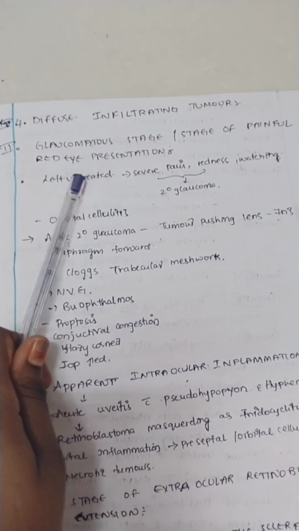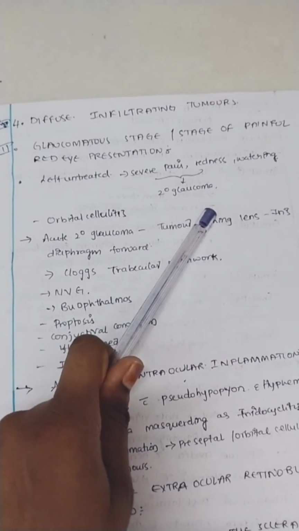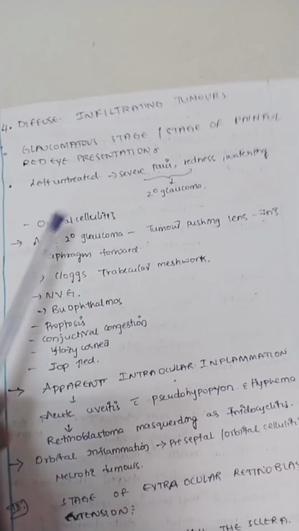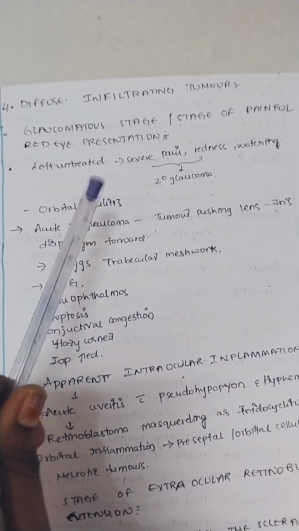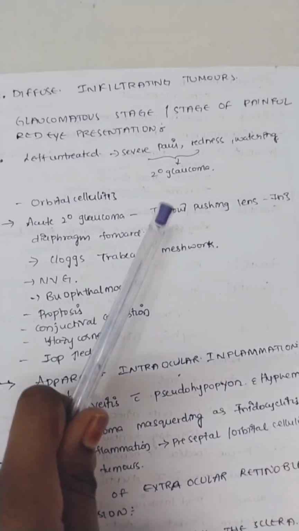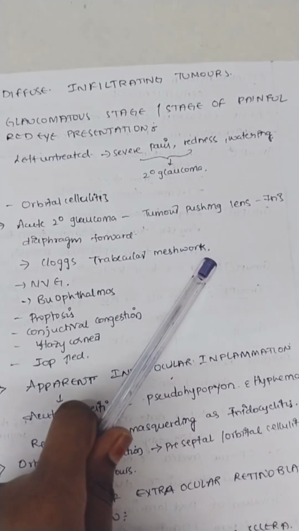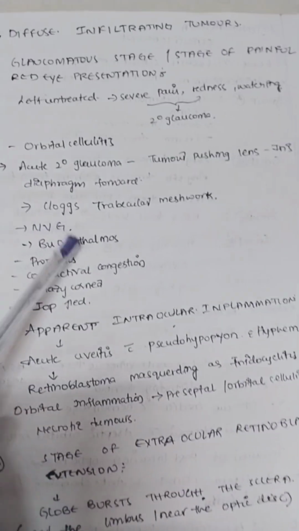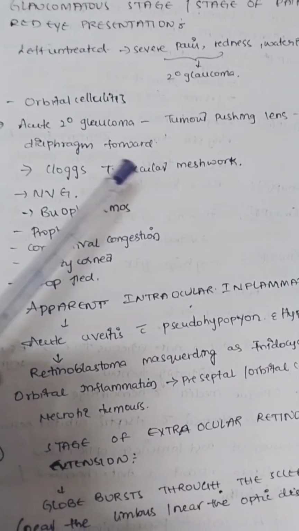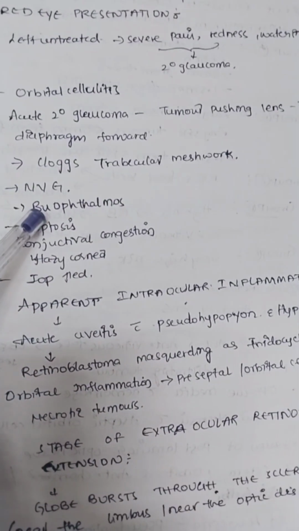If we are not treating, it is going into secondary glaucoma and patients are presenting with these features. And if you leave it like that, you will see inflammation, which is orbital cellulitis. So acute secondary glaucoma: the tumor will push the lens and iris diaphragm forward. And clogging of the trabecular meshwork we will also see. Neovascular glaucoma will be seen.